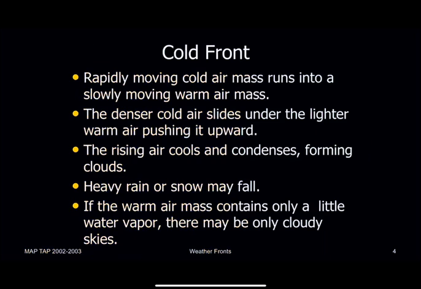So, a rapidly moving cold air mass runs into a slowly moving warm air mass. The cold air will move quickly down because, well, it's heavier. And warm air moves slowly because, well, it's less dense and it takes time to rise. The denser cold air slides under the lighter warm air, pushing it upward. The rising air cools and condenses, forming clouds. This causes heavy rain or snow to fall. If the warm air mass contains only a little water vapor, you may only have some cloudy skies.